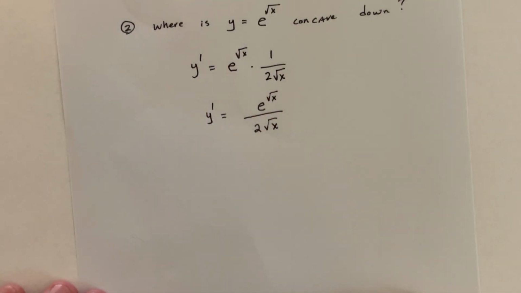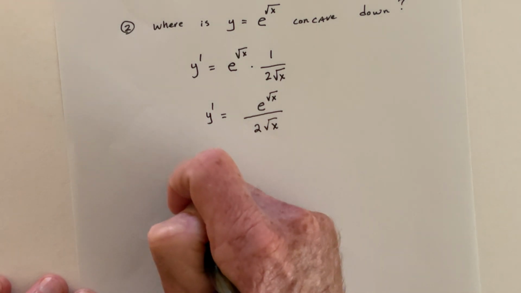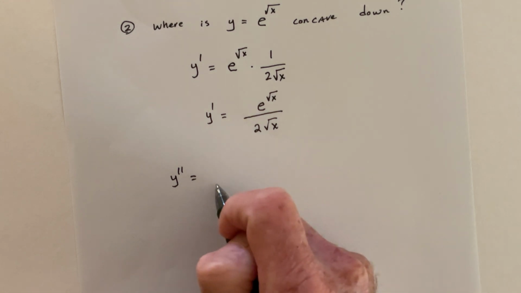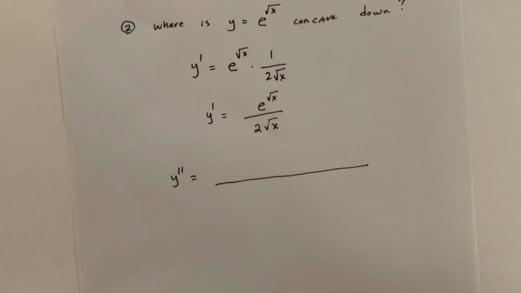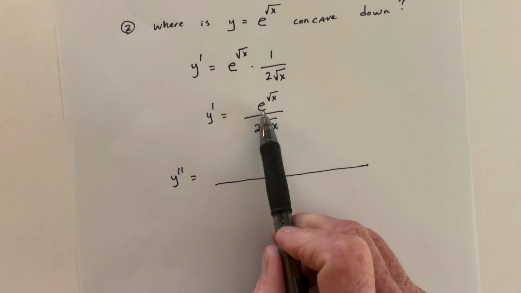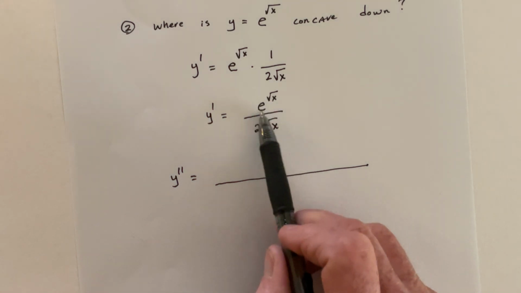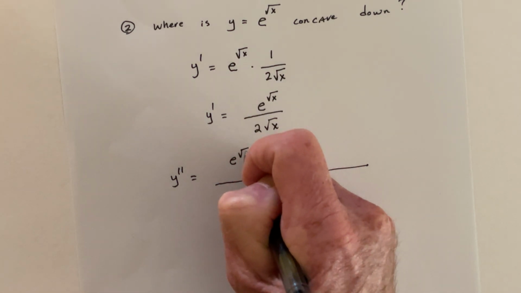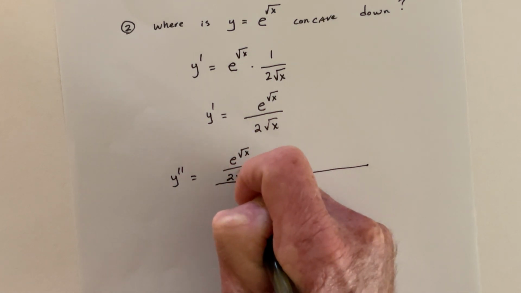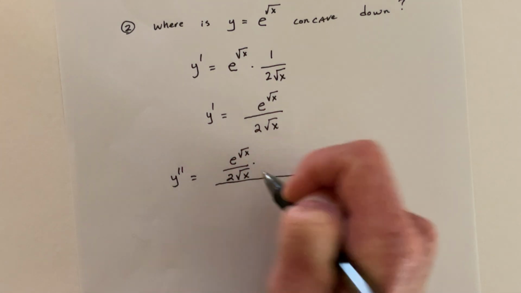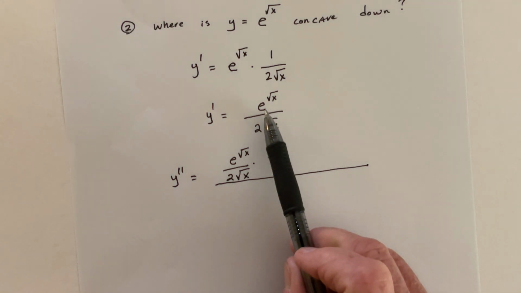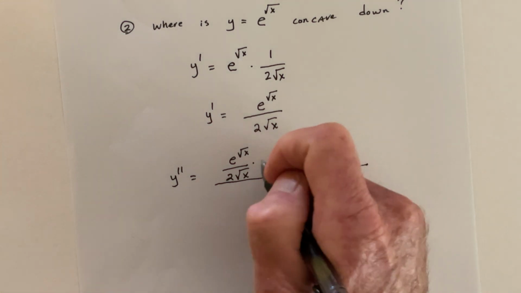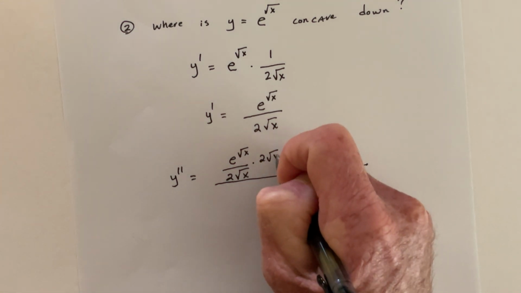And now do the derivative of the derivative, aka the second derivative. And this one is a quotient, so I'll be using the quotient rule. And the quotient rule says start on the top and take the derivative. So that's the derivative of this e function, which is this right here. So we'd have the e function over 2 times the square root function, times 2 square root of x.